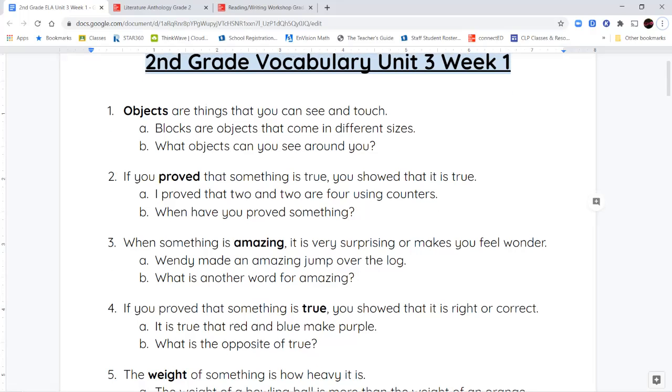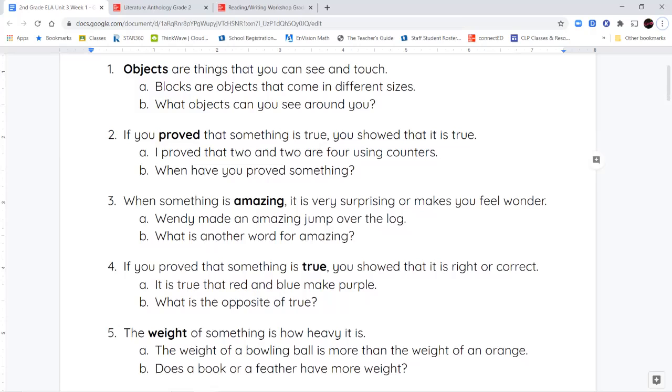Your first word is the word object. So objects are things that you can see and touch. So an object can be anything. It could be your backpack or a pencil, it could be a flower or a table or your shoes. Objects are just fancy ways of saying things. So anything that you can see or touch is an object.